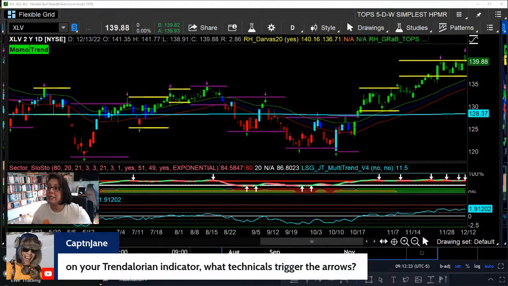All right. Next up, Captain Jane asks, on my Trendalorian, yes, what technicals trigger the arrows? Trendalorian is looking at price, it's looking at volume, and when price and volume interact in a way that suggests momentum from a volume perspective, that's when it turns on. And it's not necessarily always an entry signal. Sometimes, how often have we been in a trade, right? How often, Captain Jane, have you been in a trade and you're asking yourself, when is it going to wake up? When is it going to get moving? I've asked myself that as well. And that's what Trendalorian does. This is the way for you Mandalorian fans.